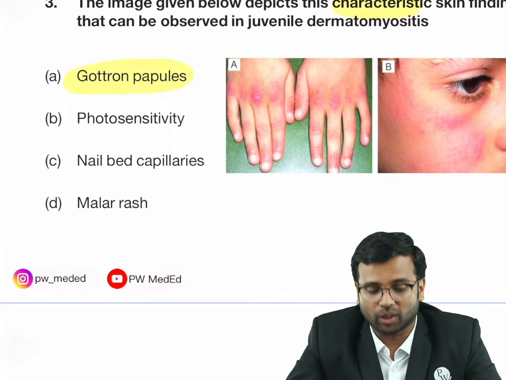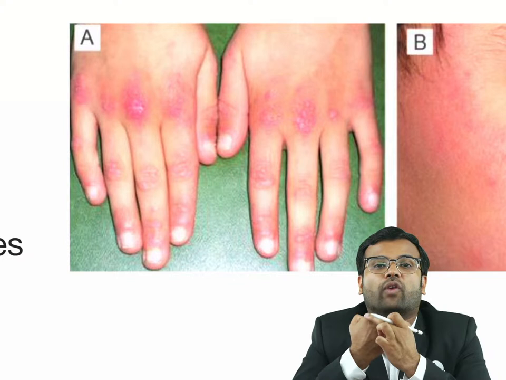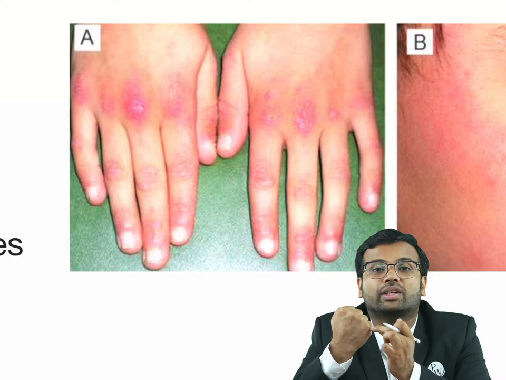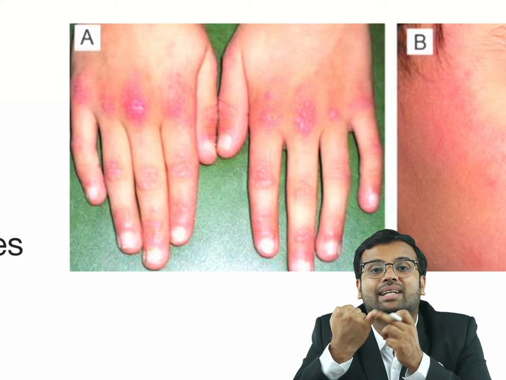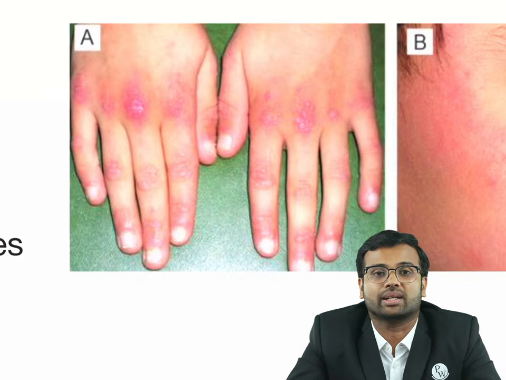Now what is Gottron's papules? You can see in this image a violaceous or reddish colored plaque lesion that is present over the joints, isn't it? Like the metacarpophalangeal joints and the interphalangeal joints. So this kind of rash which you can see in dermatomyositis is called Gottron's papules.